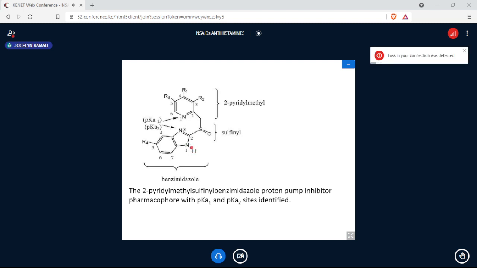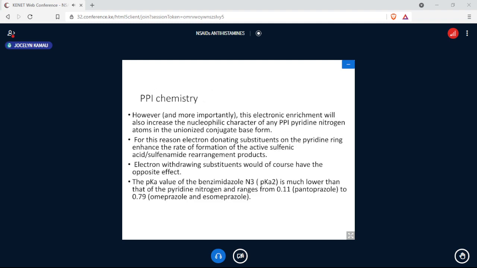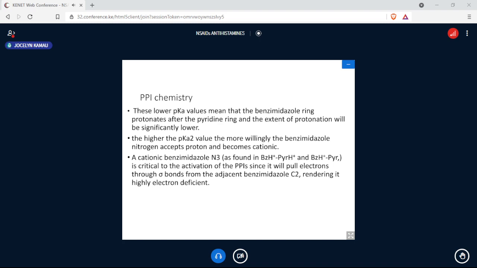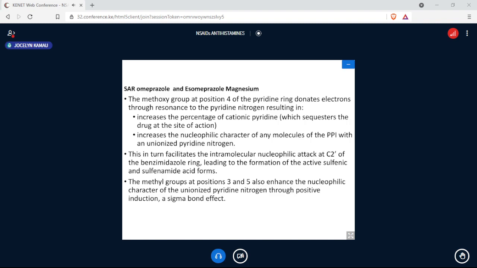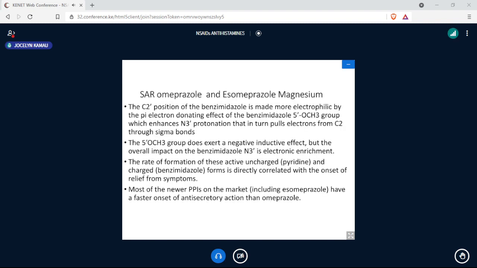becomes an acidic hydrogen, that is why we are saying you can react with magnesium hydroxide and you form magnesium esomeprazole. Remember, when you form salts, you form salts for the purpose of increasing water solubility, more often than not for parenteral administration. So that's all we are saying, that you can form magnesium esomeprazole, and once you have formed it, you can use it parenterally.